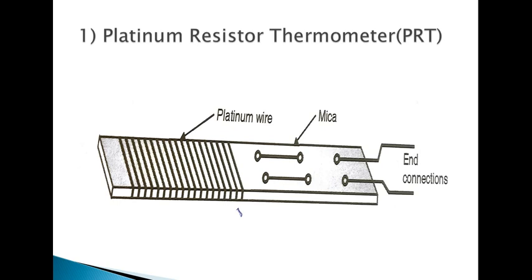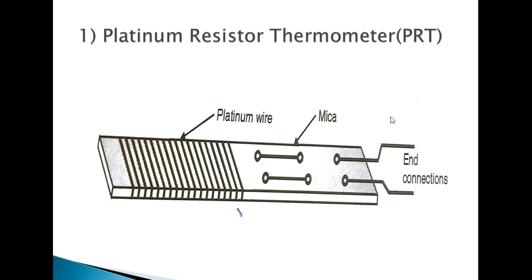So this is the simple open wire construction of a platinum resistance thermometer. Here the platinum wire is wound in the form of a spiral on an insulating material such as mica or ceramic. Okay, so this is the mica material, which is generally an insulating material, and this platinum wire is wound in the form of a spiral. And here two end connections are taken out to connect in the circuitry.